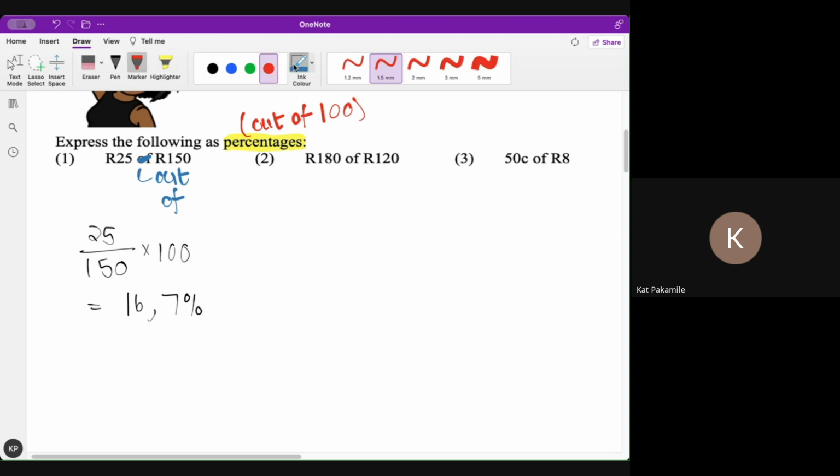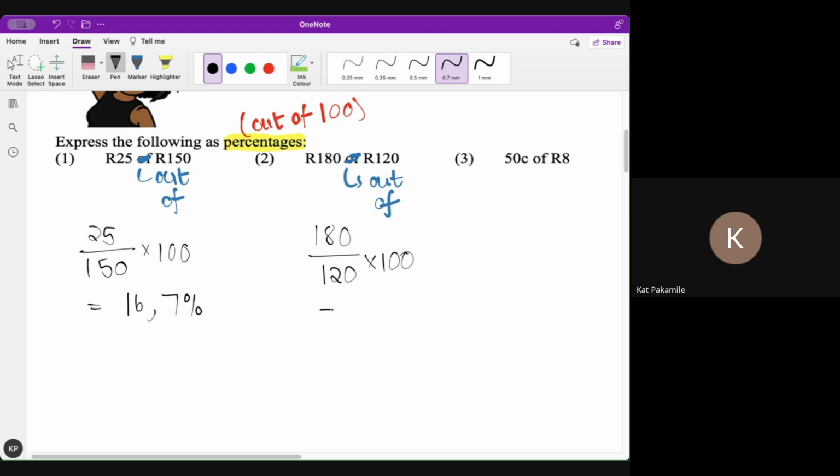Do you see why I have a problem with this "of" here? Anytime you have to work out a percentage, just remember it is "out of", it is not "of", because most question papers that I've seen say "of". But it is up to you to know that it is "out of". What is 180 rands out of 120, as a percentage, so times 100? That would be 150%.